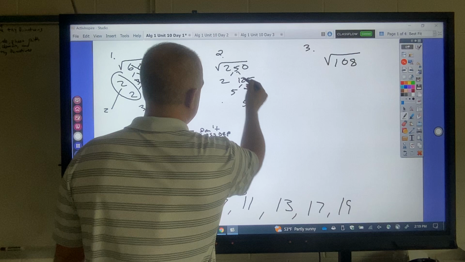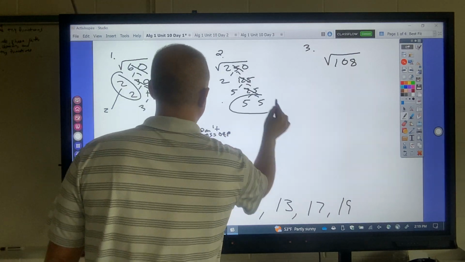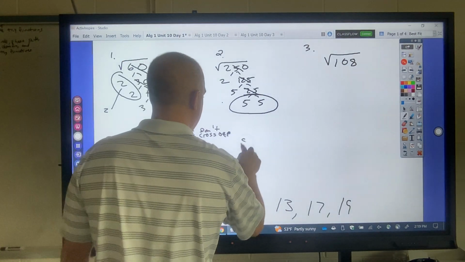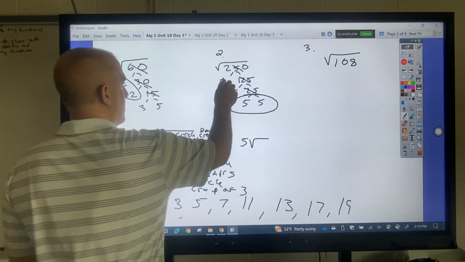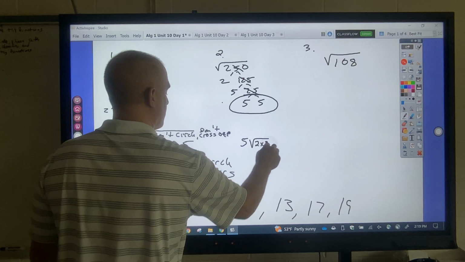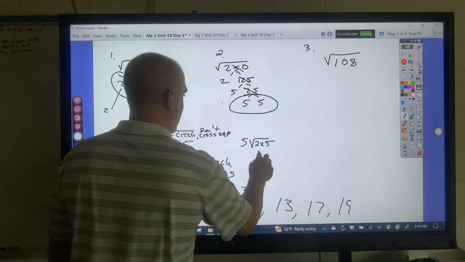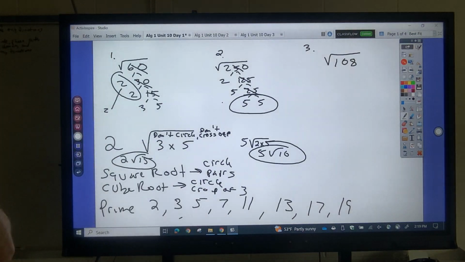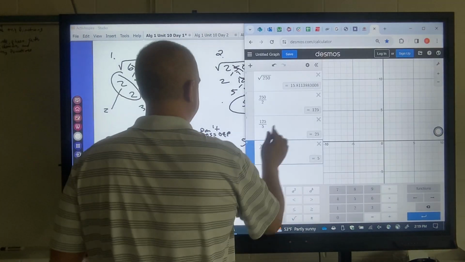Okay, cross off the double branches. Circle my pair. Okay, all right. So I want to take 1, 5 out of there. And then the things I didn't circle and cross off are 2 and 5. That's going to be 2 times 5, which would be 10. So it's going to be 5 square root of 10.